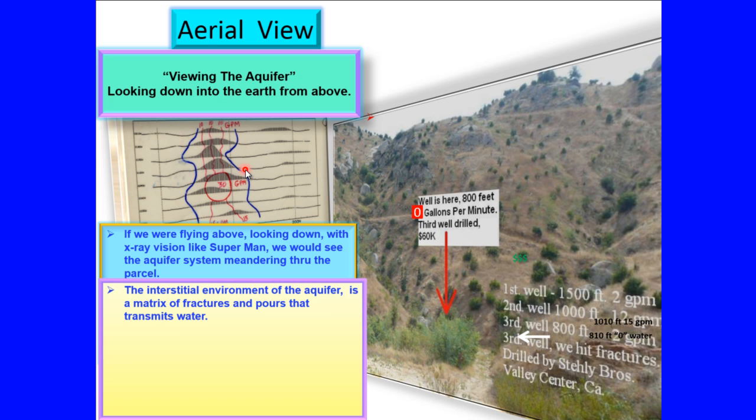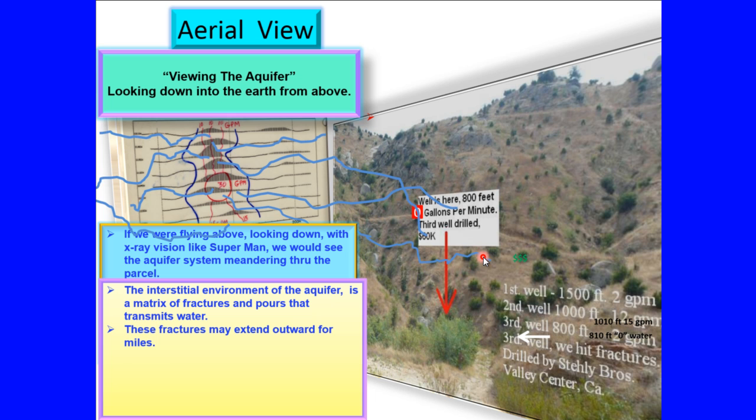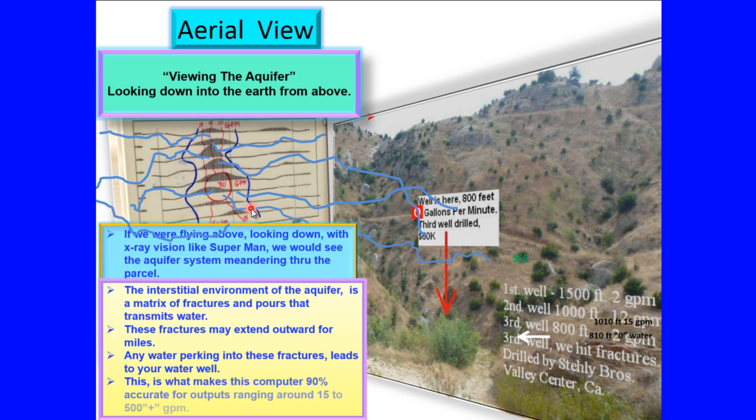The interstitial environment of the aquifer is a matrix of fractures and pores that transmits water. These fractures may extend outward for miles. Any water perking into these fractures leads to your well. This is what makes a computer 90% accurate for outputs ranging around 15 to 500 plus gallons per minute.